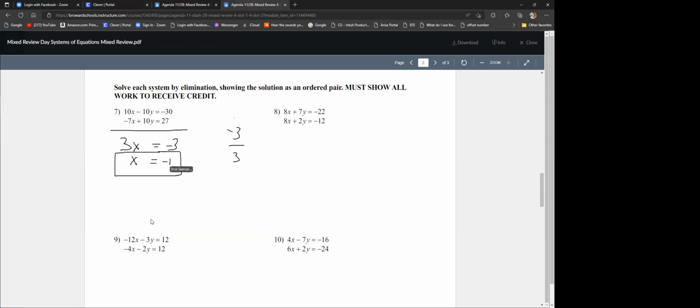Now, how do we solve for y? Oh, forgot the plus sign. Make sure there's a plus sign there. We're adding the two equations. Equation 1 plus 2, we get 3x equals -3. Then we divided both sides by 3. So x equals -1. What do we do with that?